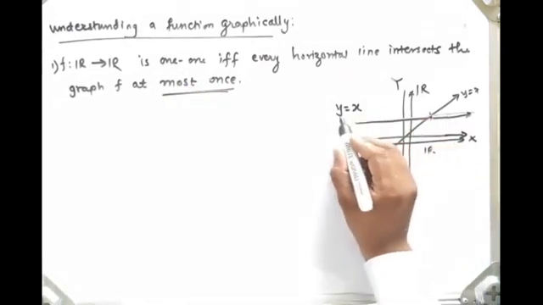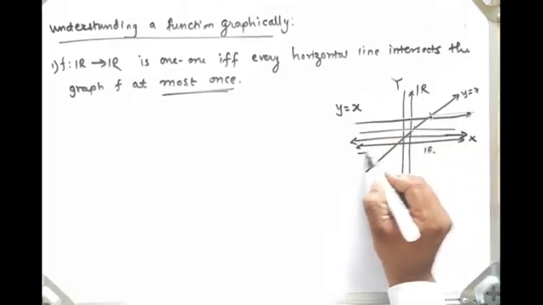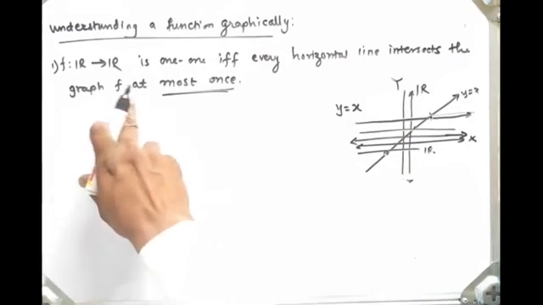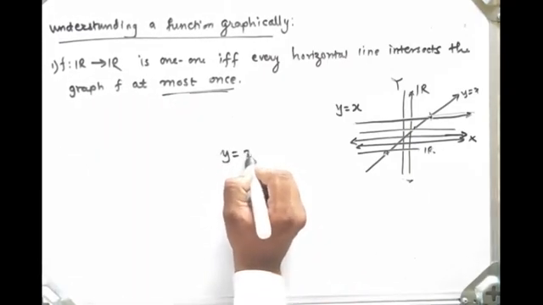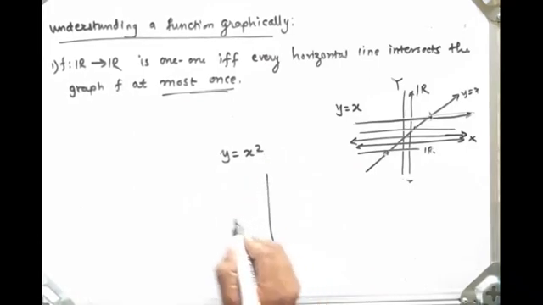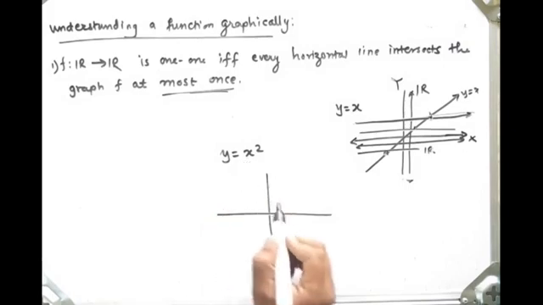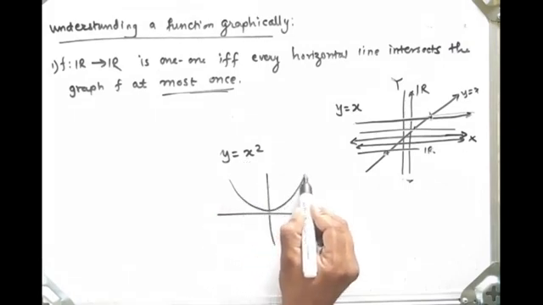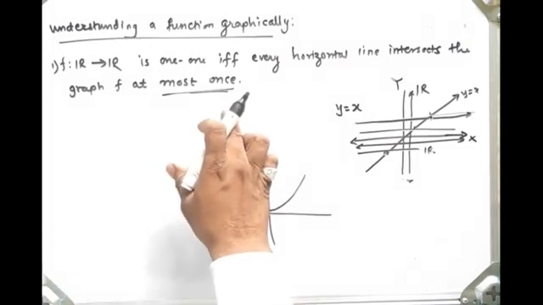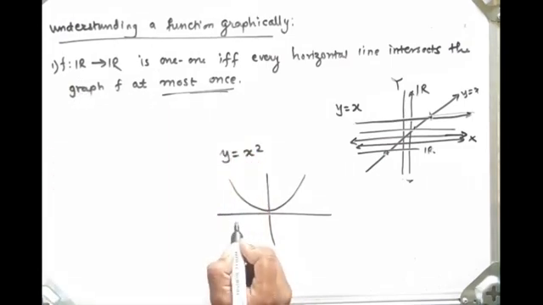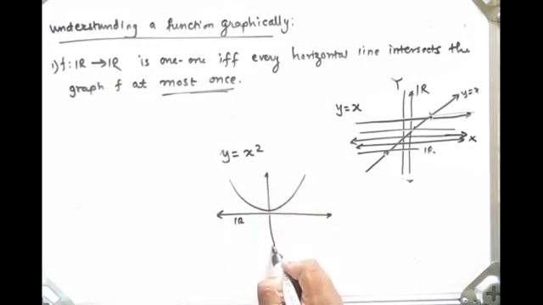So here y is equal to x, every single horizontal line cuts the graph at most one point, then we say that the function is one-one function. Suppose I take the graph y is equal to x square, then what will be the graph of the function? The graph of the function is like this. Here the domain of the function is real numbers, and the codomain of the function is again real numbers.